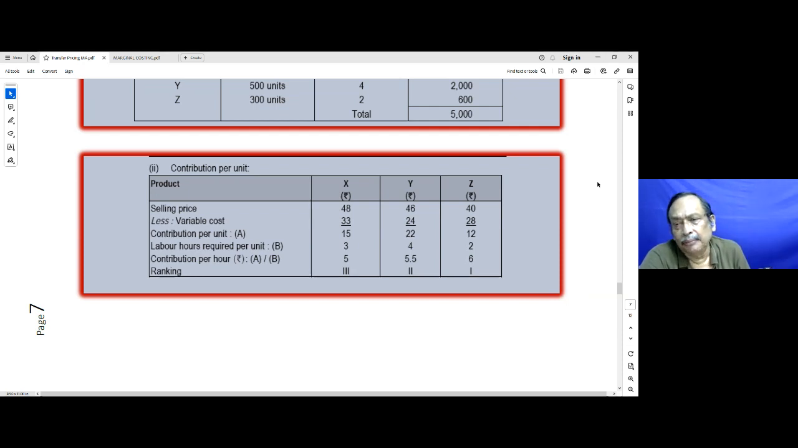So we have ranked the products Z1, Y2 and X3. We are not going to stop the external sales of Z and also Y. So the least profitable product is X. Let us proceed.